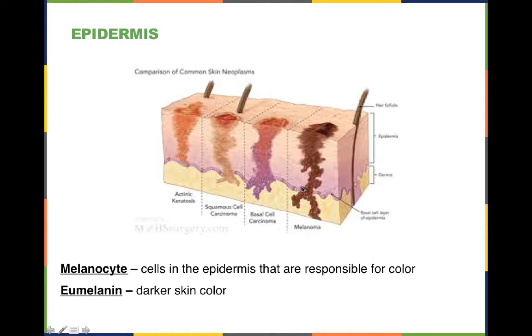And there are two types of color pigment. One is called eumelanin, which stands for true melanin. And the more of this that's present, the darker the skin is. And then there's pheomelanin, which is a red tintish color that occurs in some but not all individuals.